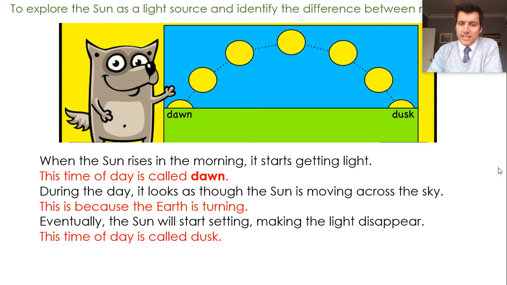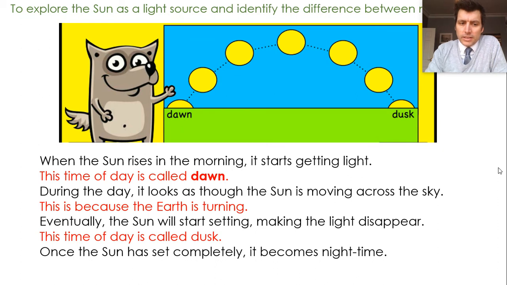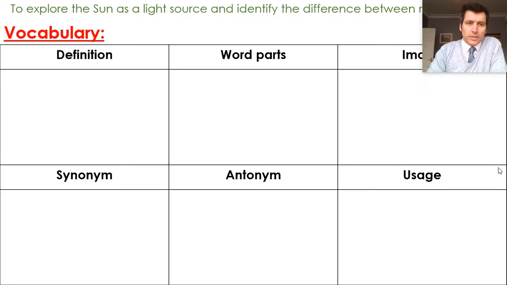Okay. And that time of day where there's less and less light is called dusk. So our day starts with dawn and ends with dusk. And once we've turned away completely and it's nighttime, and then we can no longer see any element of the light. Again, that's beyond dusk. That's after dusk. Right, guys.